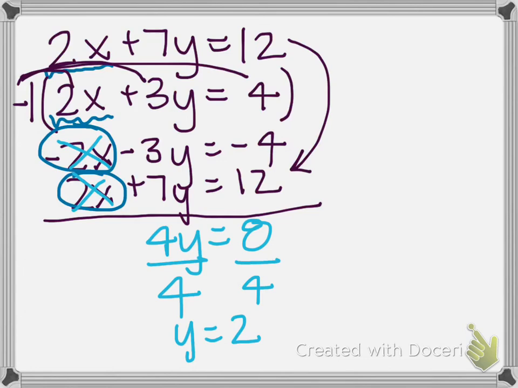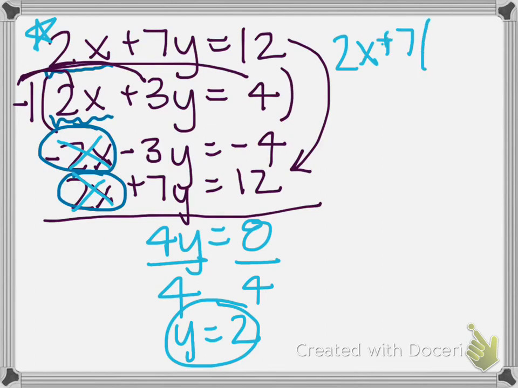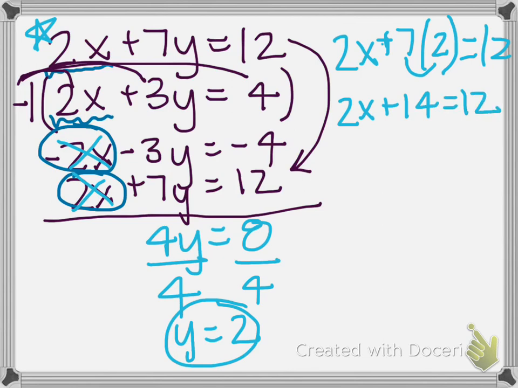Now that I have that variable solved, we plug that into one of our first two equations. Doesn't matter which one, I'm just going to use the top one. And I get 2x plus 7, oops, it's plus, times 2, because I fill in 2 instead of y, equals 12. So now we multiply the 7 times 2, so I get 2x plus 14 equals 12. Subtract 14 from both sides.